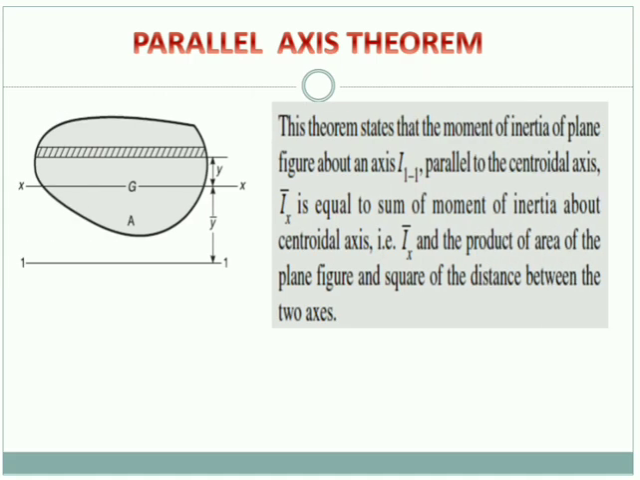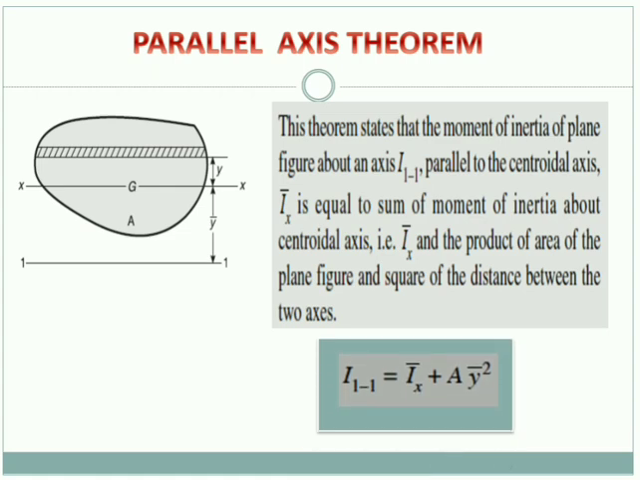This theorem states that the moment of inertia of a plane figure about an axis, say I11, parallel to the centroidal axis, that is x axis, is equal to the sum of moment of inertia about centroidal axis and product of the area of the plane figure and square of the distance between the two axes. So the statement of this theorem is quite simple. We can write the statement in analytical form in this way. So let's start the discussion first with understanding the figure.